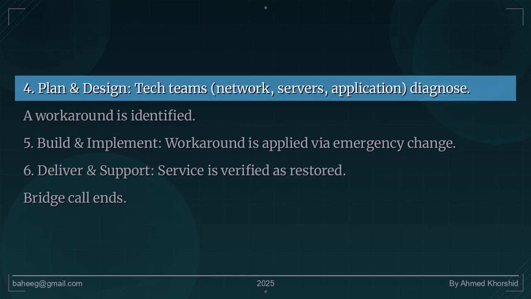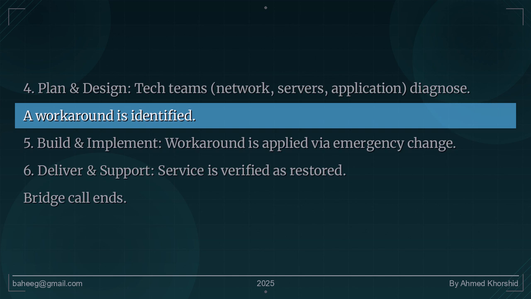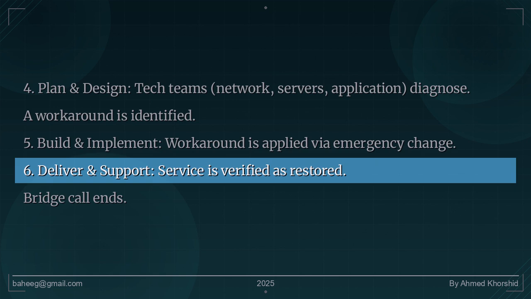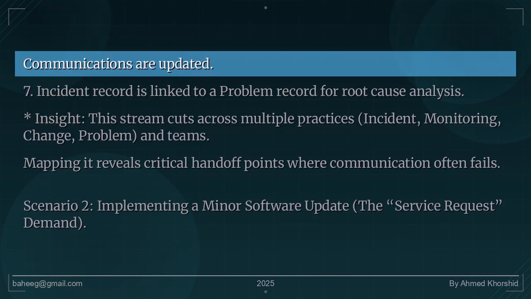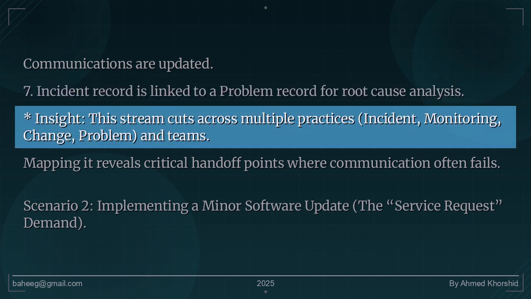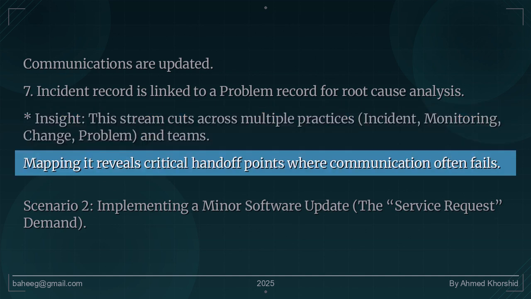4. Plan and design, tech teams, network, servers, application, diagnose. A workaround is identified. 5. Build and implement, workaround is applied via emergency change. 6. Deliver and support, service is verified as restored. Bridge call ends. Communications are updated. 7. Incident record is linked to a problem record for root cause analysis. Insight, this stream cuts across multiple practices, incident, monitoring, change, problem, and teams. Mapping it reveals critical handoff points where communication often fails.